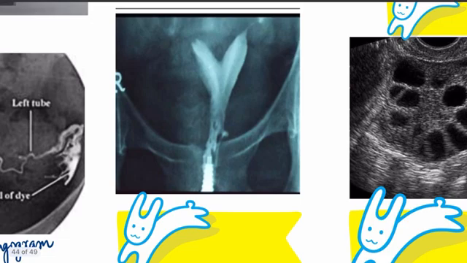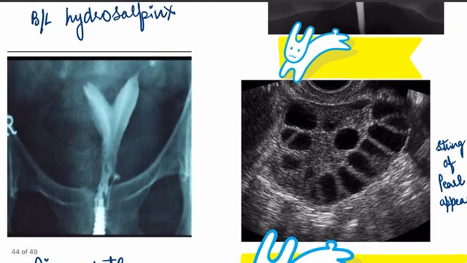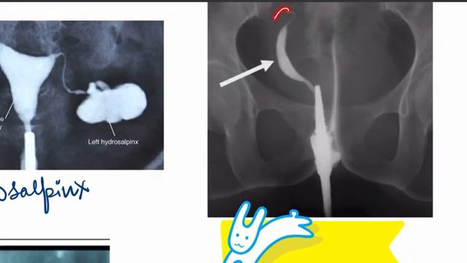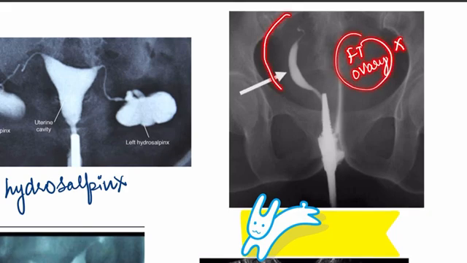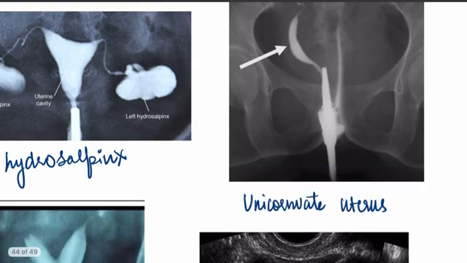This is a very classical picture of bicornuate uterus. Again, we have this unicornuate uterus, banana shaped uterus. One side of the fallopian tube and ovary are not developed. Okay, so we can see only one side of the organs. So this is a unicornuate uterus.